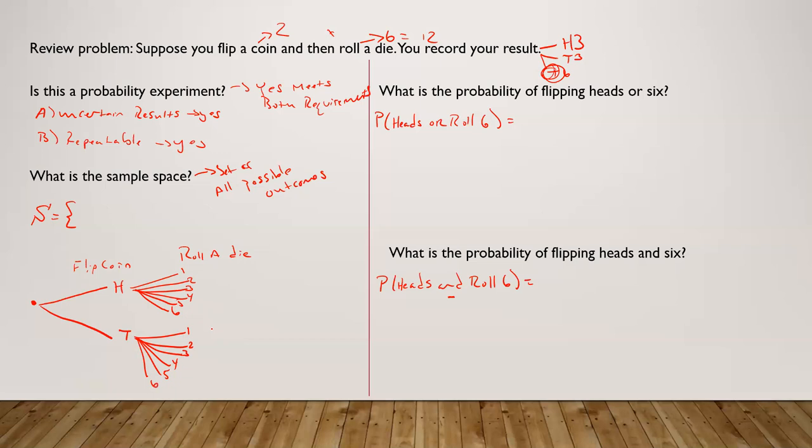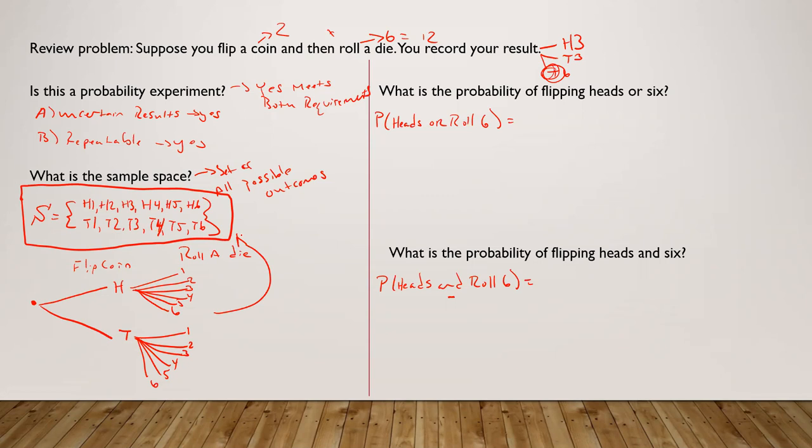So now the first outcome is H1, H2, then H3, then H4, then H5, and then H6. And then you could have gotten tails 1, then tails 2, then tails 3, then tails 4, then tails 5, and then tails 6. How many people got this? Okay, good. When I ask you this type of question, this is the answer I'm looking for right here. This is the sample space. The tree diagram just helps you get here. That's all the tree diagram is.